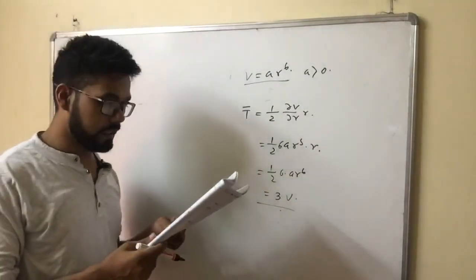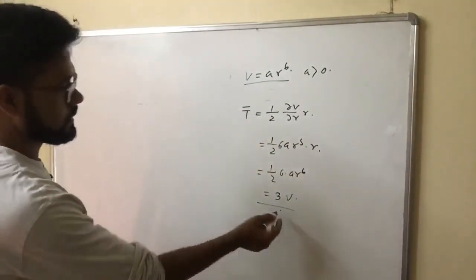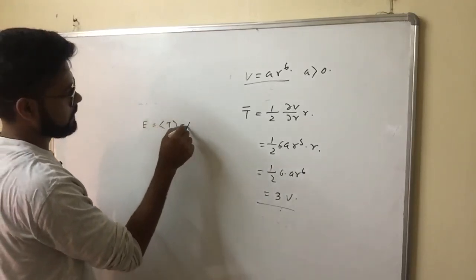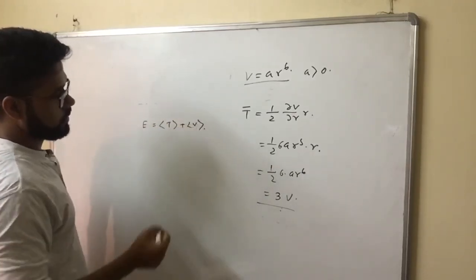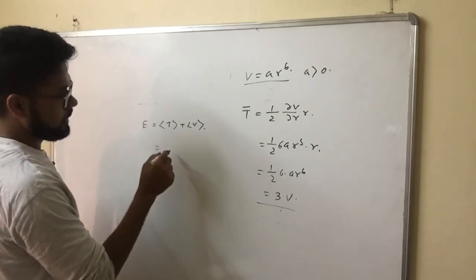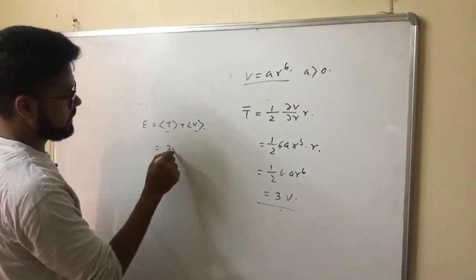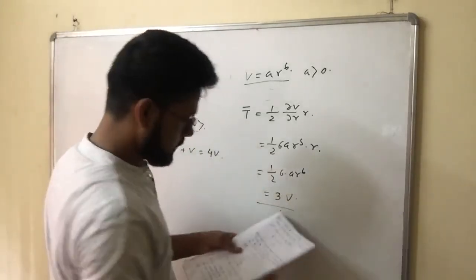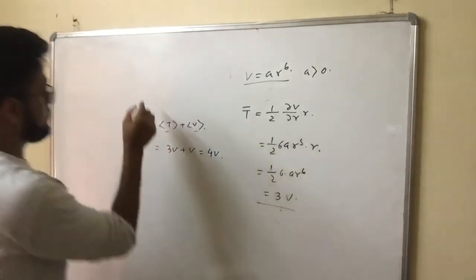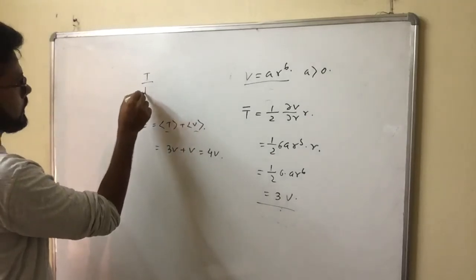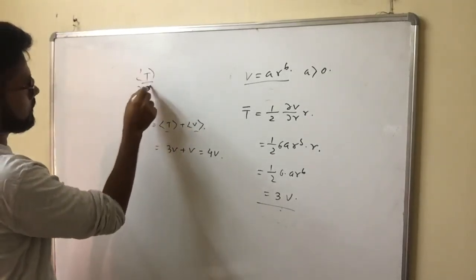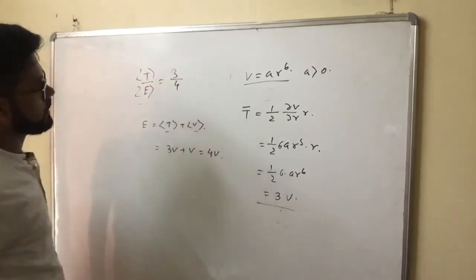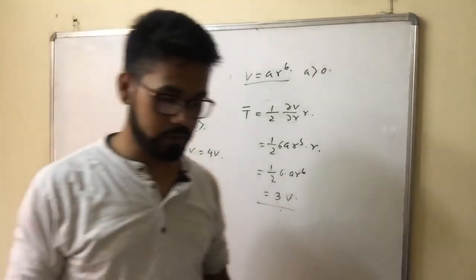The ratio of kinetic energy to potential energy, or the ratio of kinetic energy to the total energy. This is the kinetic energy, and the total energy will be T plus V. So kinetic energy is equal to 3V, plus V equals 4V. So the ratio of kinetic energy to total energy, T by E, equals T by 4. Okay, this is a 5-mark question.